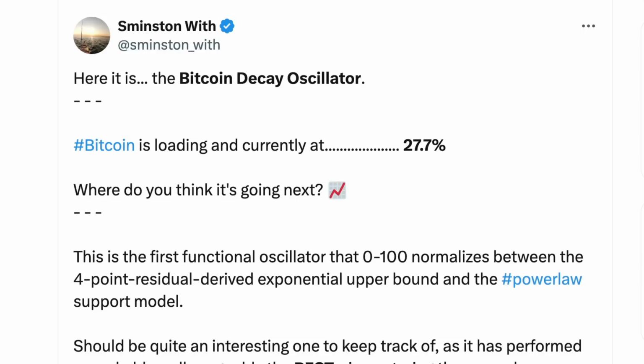Here it is, guys, the Bitcoin DK oscillator. This is coming from Sminston with, and currently, if you guys take a look at it, Bitcoin is only at 27.7%. So where do you think we're going to go next?